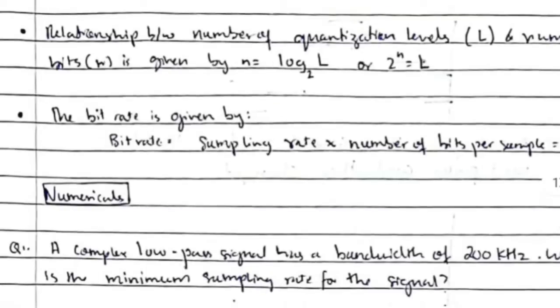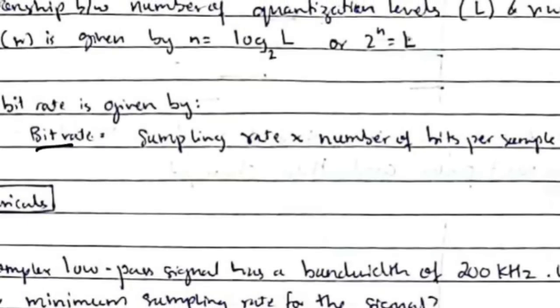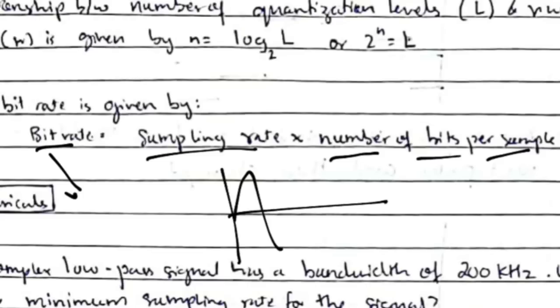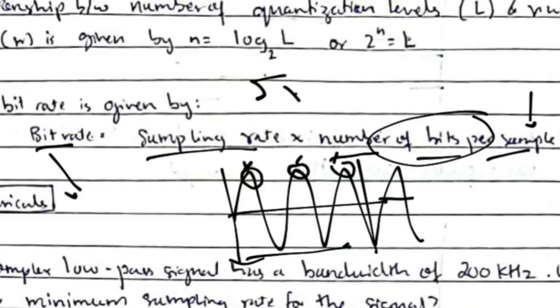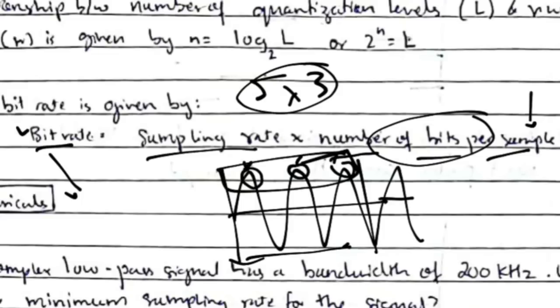Okay, and bitrate means how many bits are transferred: sampling rate into number of bits per sample. See here, if this is the wave, and sampling rate means in 1 second, if it's 3 times, sampling rate is 3, and for each sample if it's 5 bits, then 5 into 3 will give me the total number of bits transferred in 1 second. Okay, so that's the bit rate.